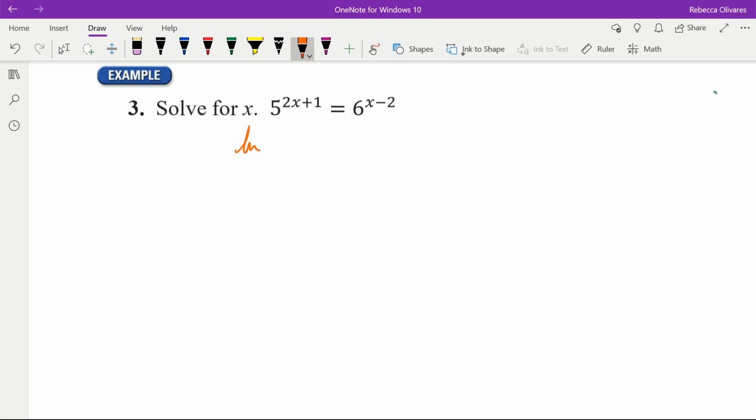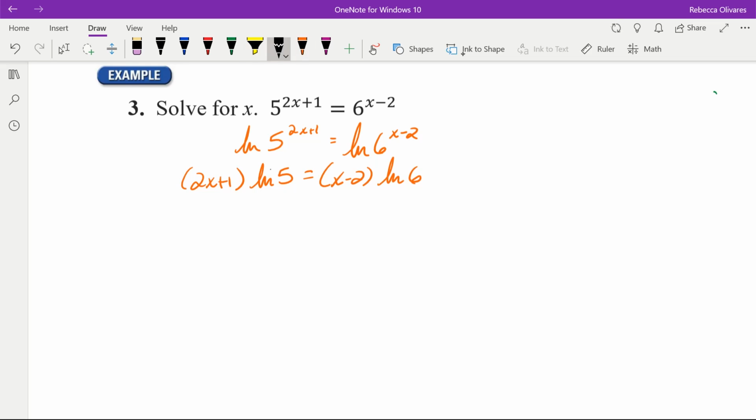So we're going to have natural log of 5 to the 2x plus 1 equals natural log of 6 to the x minus 2. Now I'm going to use the power property. I'm going to put that 2x plus 1 to the front times natural log of 5 equals x minus 2 times the natural log of 6. Now here's what's a little bit crazy. We are going to distribute that natural log of 5 on that side. We'll distribute the natural log of 6 on that side. You might be wondering why we're going to do this, but you'll see why in a second.